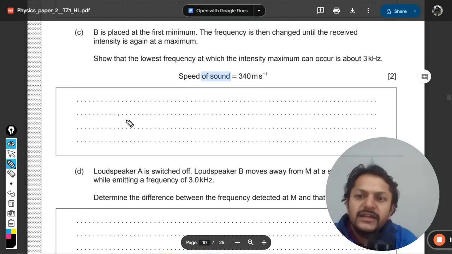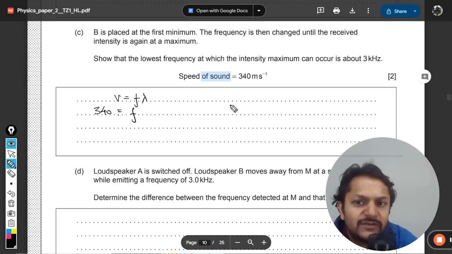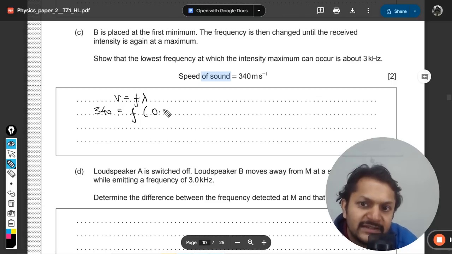And here I told you that we would be using the formula v is equal to f lambda. So the velocity is given as 340. Frequency we don't know because that is what we want to find. The wavelength has to be taken as 13 centimeter now.